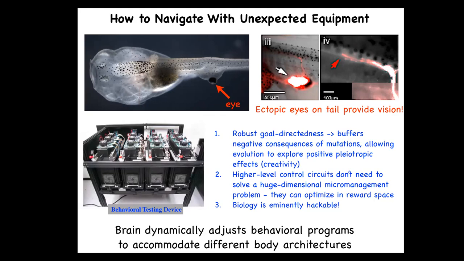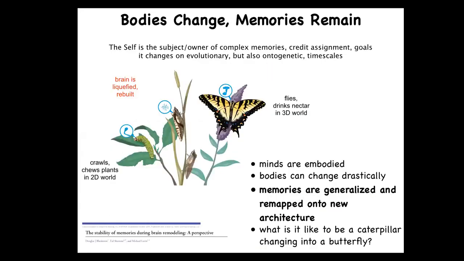So that's one example I'd like to show you. And this, of course, in humans, is related to sensory augmentation and sensory substitution and prosthetics and that kind of plasticity. There's another kind which has to do with metamorphosis.